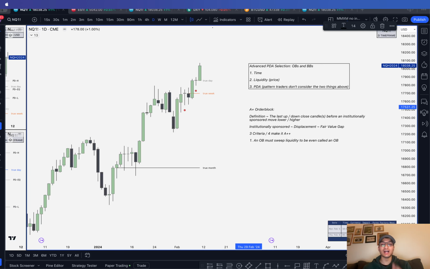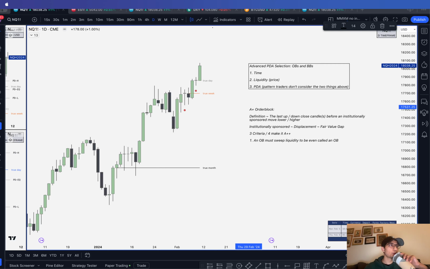From now on, you will not consider an order block to be an order block if it does not sweep liquidity. You can call it a propulsion block. It can be a vacuum block. It can be a whole bunch of other stuff that ICT teaches, but you will not call it an order block, okay? So I'm going to ask you guys again, what does an order block need to do to be called an order block in your mind?